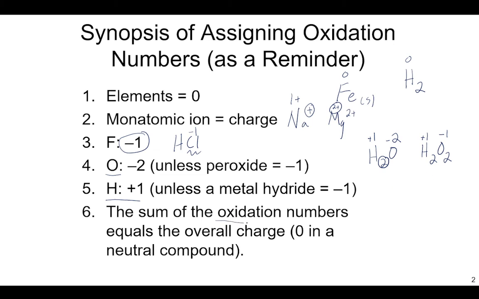Okay, so the sum of the oxidation numbers equals the overall charge. Usually that's just going to be neutral, but sometimes you'll have charged things like SO4 2-, for example, where that might not be the case. Okay, so oxygen -2, almost always. Hydrogen +1, almost always. Halogens -1. Okay, elements by themselves, 0.